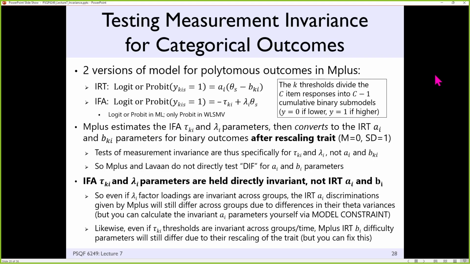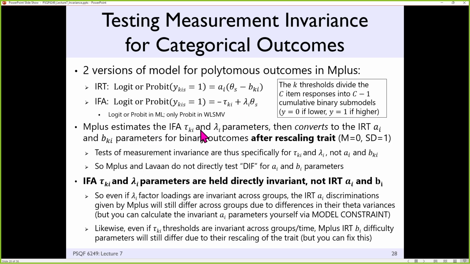So then for categorical outcomes, and this is how it would work in Mplus. So there's two different versions of the model. As we've discussed, there's the IRT version and the IFA version. In Mplus, what is estimated directly is the IFA version. So you get thresholds and you get loadings. And if you want to, you can figure out what the corresponding A and B would be that goes with them. But what is estimated directly are the item factor analysis parameters instead.